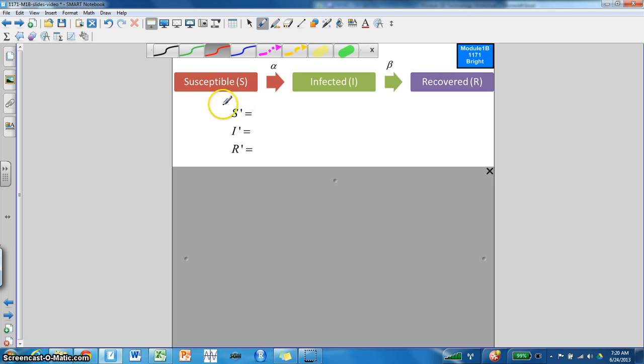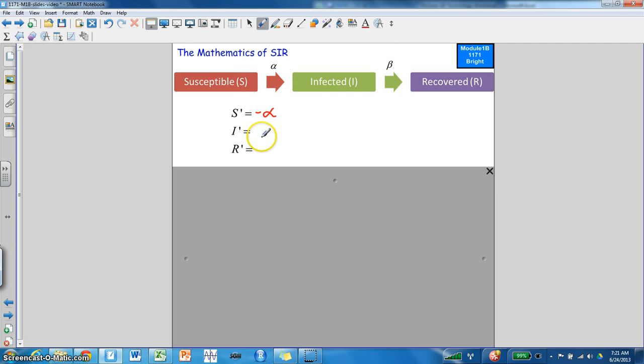So if we look at the rate of change in the susceptible compartment, S prime, the rate at which the susceptible population is changing, the rate at which people are leaving the susceptible compartment we can say is alpha. But as the population is leaving, we have to denote that with a minus sign. I prime, the rate at which the infected compartment is changing, well, we have two things going on. We have people coming in at a rate of alpha, and we have people leaving the infected compartment at a rate beta.